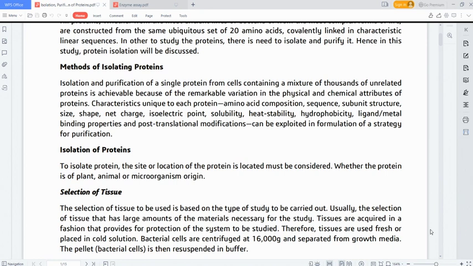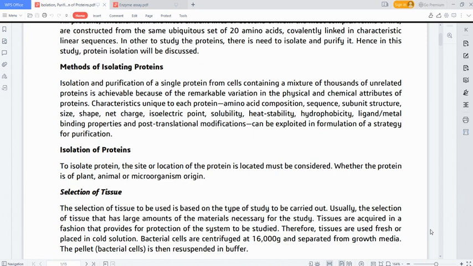Now, in isolation of proteins, to isolate a protein, the site of location must be considered, whether the protein is of plant, animal, or microorganism origin. Okay. In other words, whenever we want to isolate a protein, we must know the source of the protein. Yes, whether it is going to be from plant, like if I'm asked to isolate papain, and I'm looking at animal models, it cannot come because papain is a plant protein. You get it from the pawpaw plant.